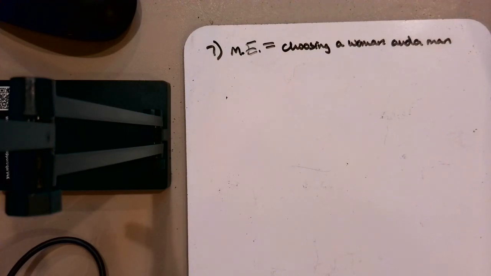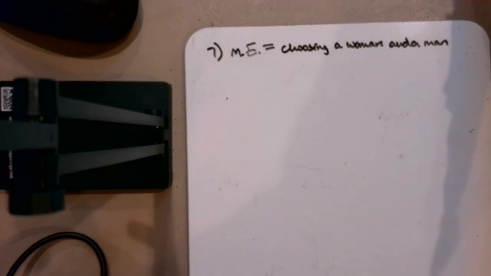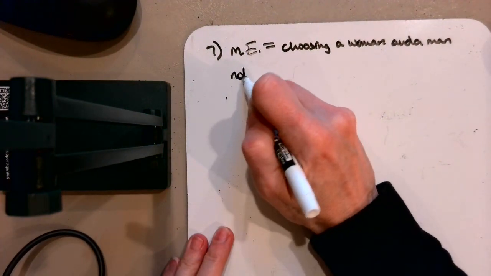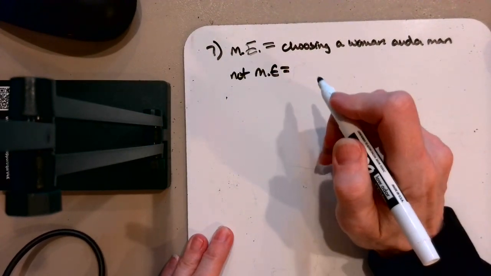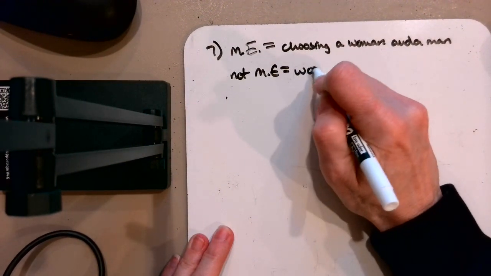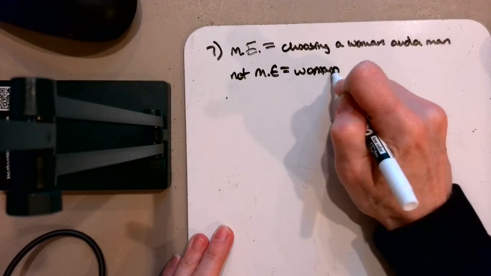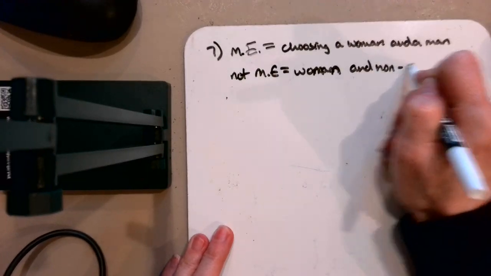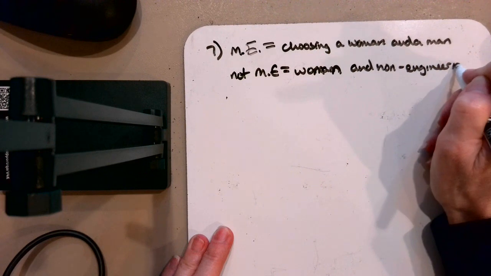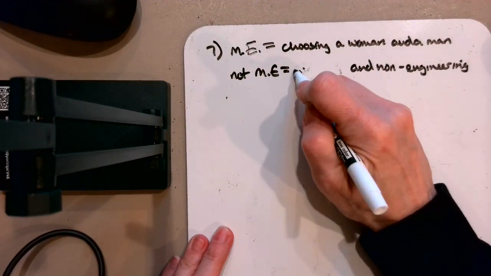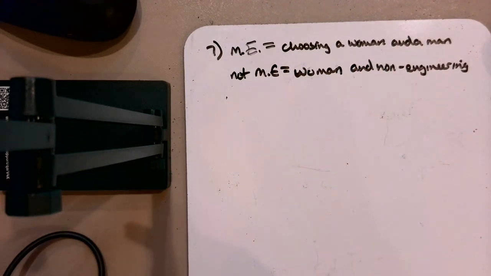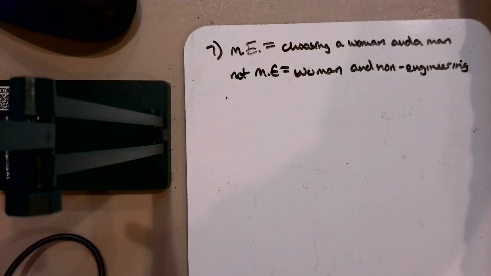of question 7, said which events are not mutually exclusive if you're choosing one person at random from those 150. And the correct answer of not mutually exclusive of the choices given was choosing a woman and a non-engineering major. Write that a little bit neater for you all. Choosing a woman and choosing a non-engineering major, those are not mutually exclusive because they could occur at the same time, and they did in 10 people.